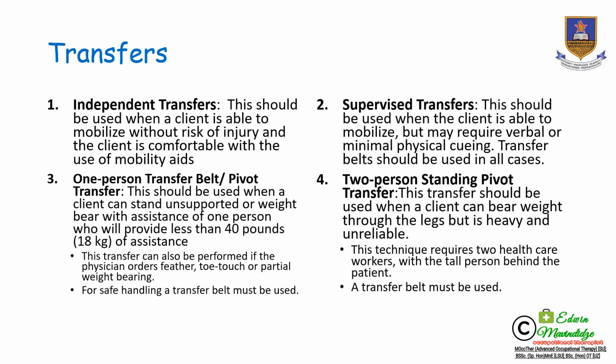Then there is what is called a 1-person belt or pivot transfer. So this is when, as an individual, you try to move someone, oftentimes the person being moved needs to, first of all, be someone who requires minimum assistance and can move themselves to a certain extent, and the support that you're giving them should be no more than 18 kgs of assistance. Remember, there is a limit in terms of how much force you can exert on yourself.